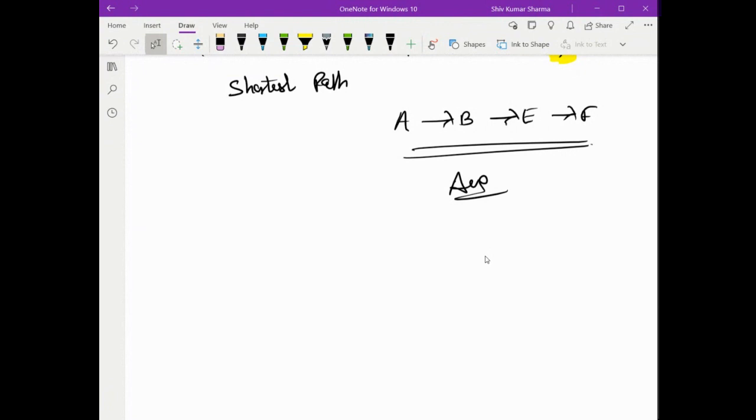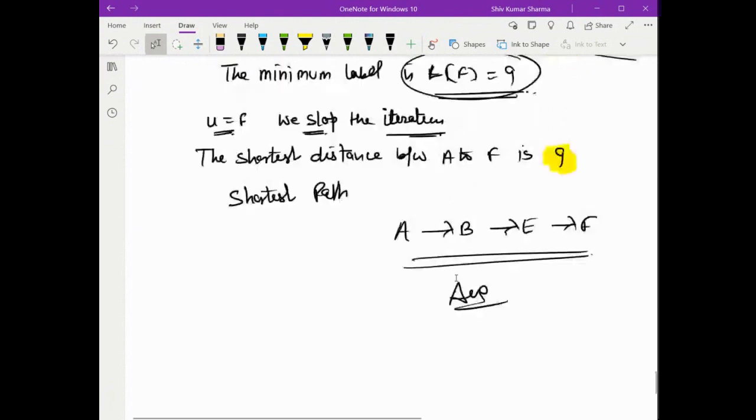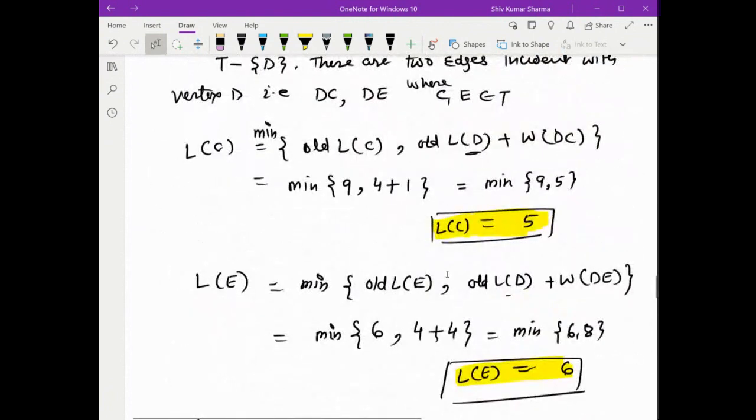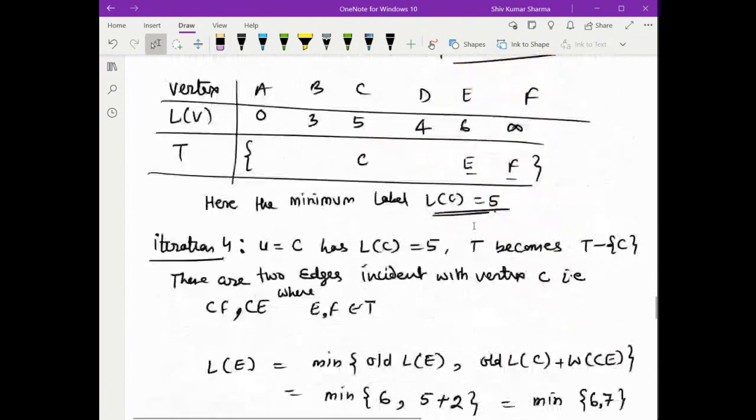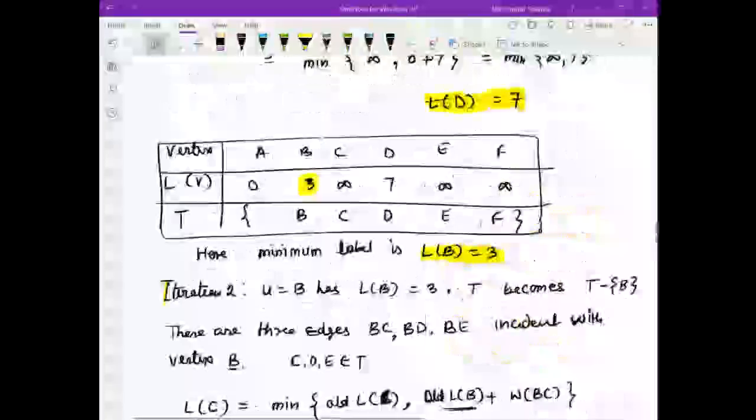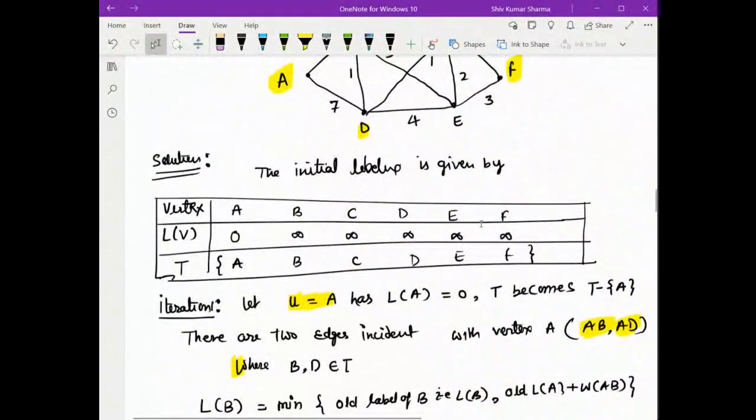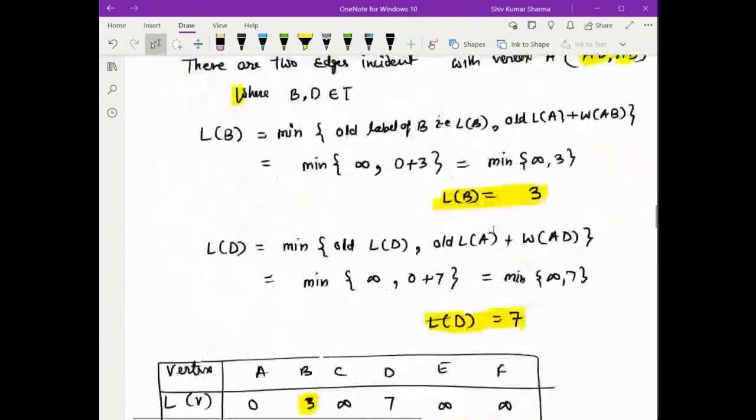So this is the Dijkstra algorithm. Hope you understand this algorithm. We repeat the same step again and again, give the permanent level to the vertex, and we reach the end vertex, that means destination vertex F, to give the permanent level and find the shortest path.